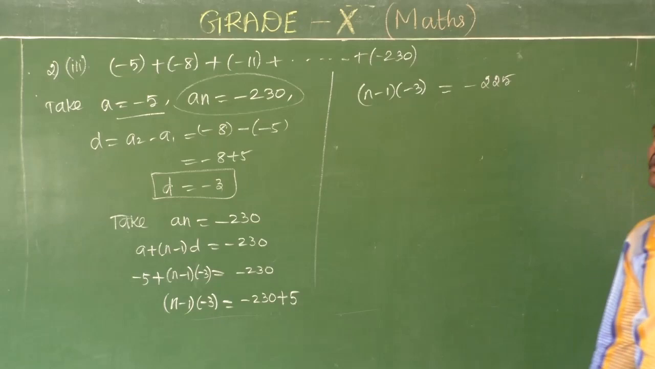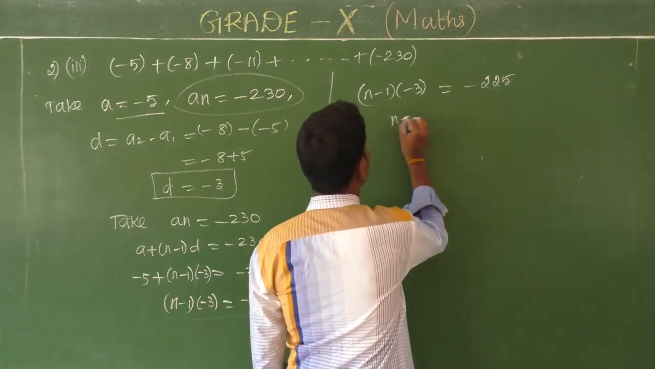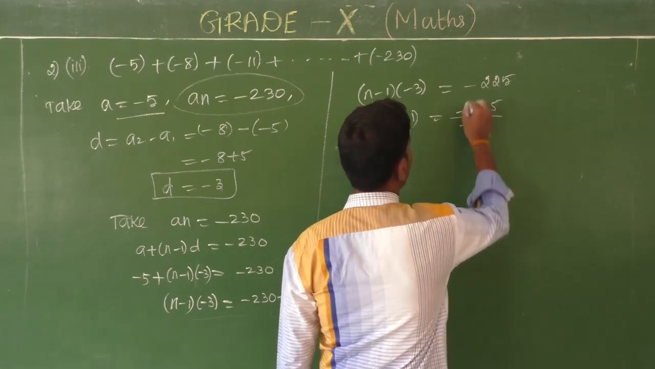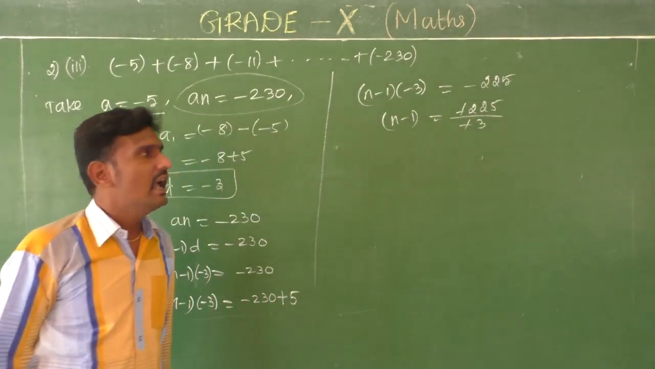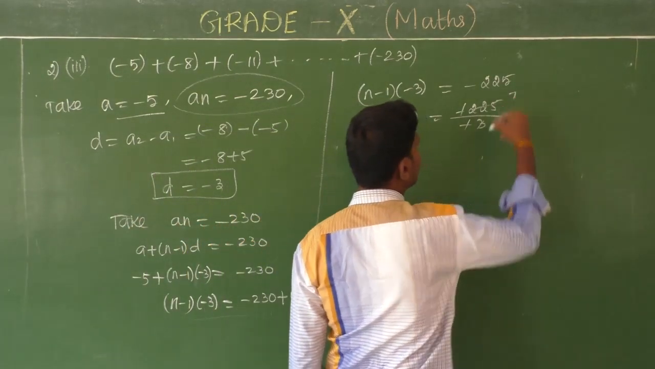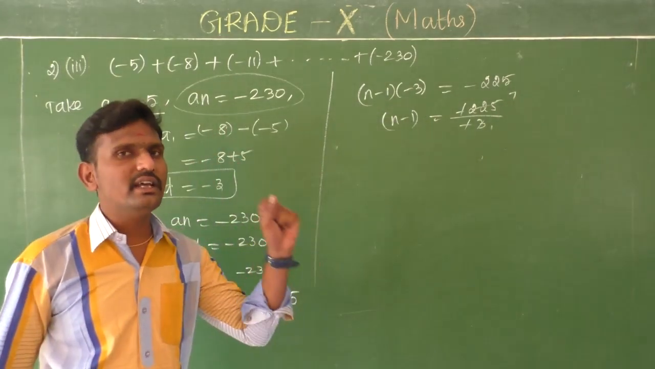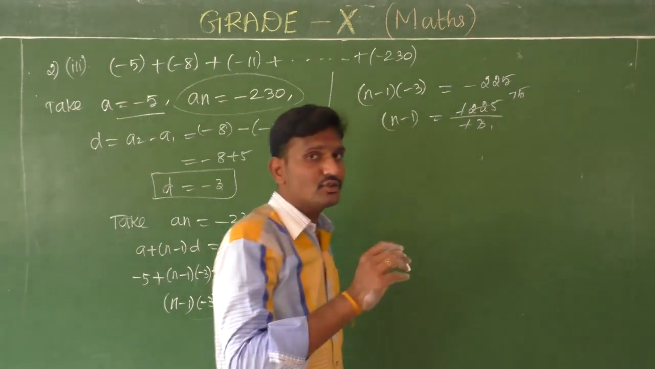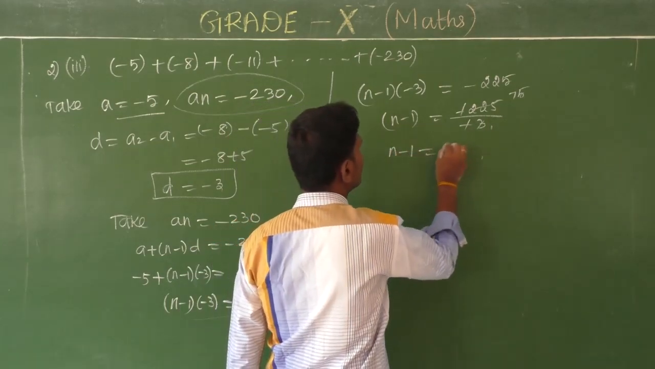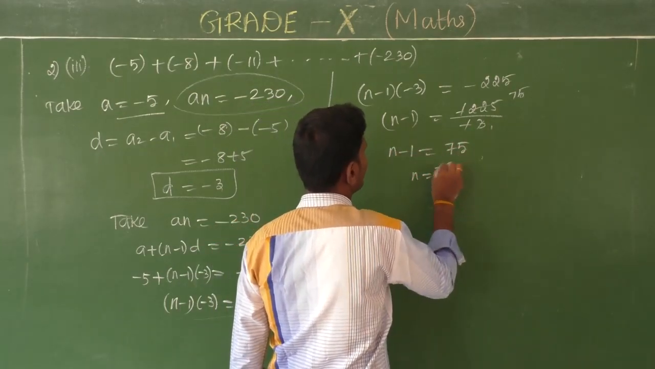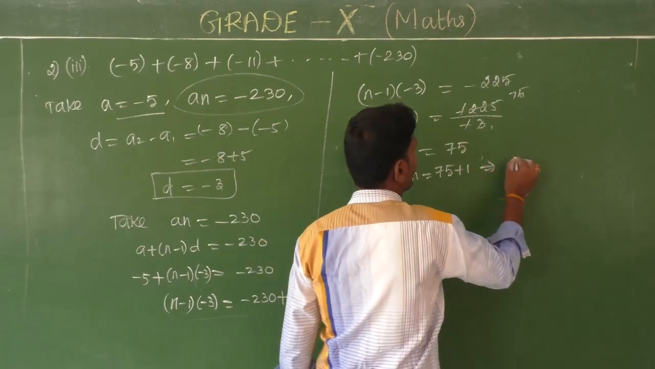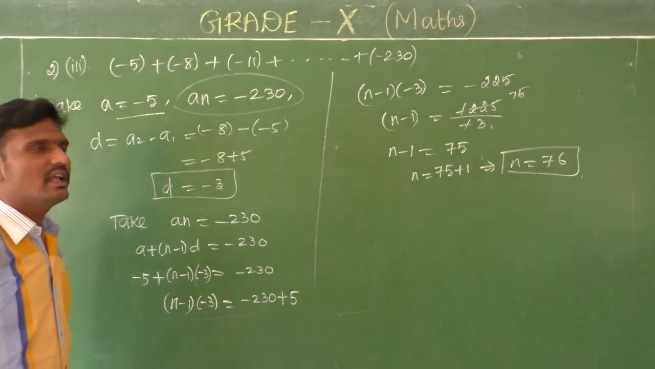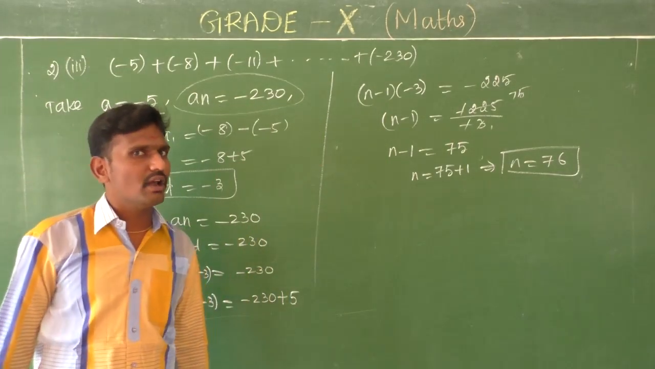Now you need only n minus 1, so n minus 1 is equal to minus 225 whole divided by minus 3. Minus and minus on both sides cancel. And to simplify, 1 3 is 3, 7 3s are 21, remainder 1, so 15, 5 3s are 15. So 75. Now n minus 1 equal to 75. Now the value of n is 75 plus 1. So the final answer n equal to 76. Finally we got the answer for n, the number of terms.